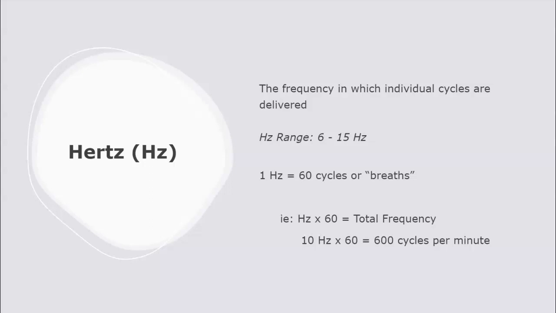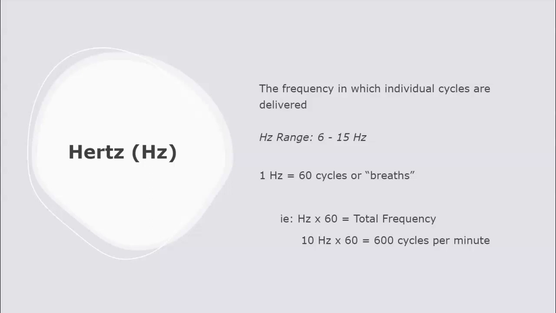Okay, hertz, the second part of ventilation. So hertz, I like to think of as kind of like a pseudo-respiratory rate. It's the frequency, so just as with a respiratory rate, it's how frequently each individual cycle is delivered. This particular oscillator, the manufacturer has a hertz range from 6 to 15 hertz. And each hertz is 60 cycles or breaths.